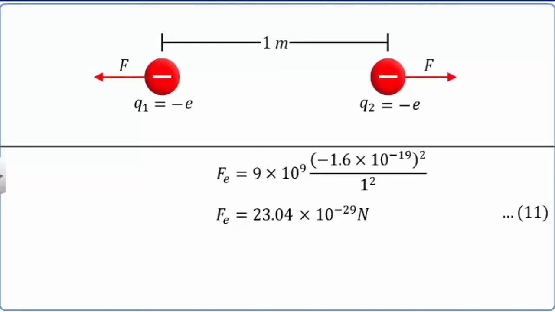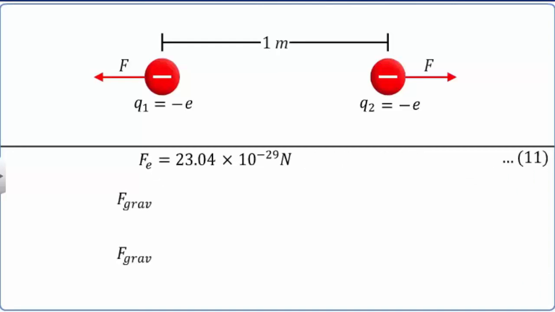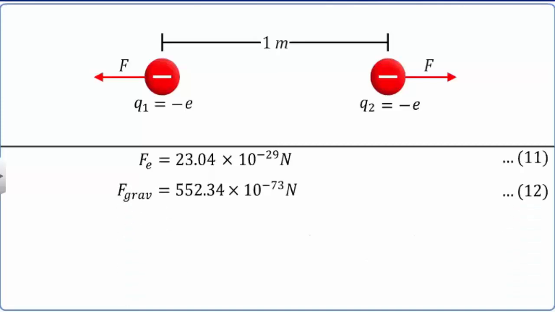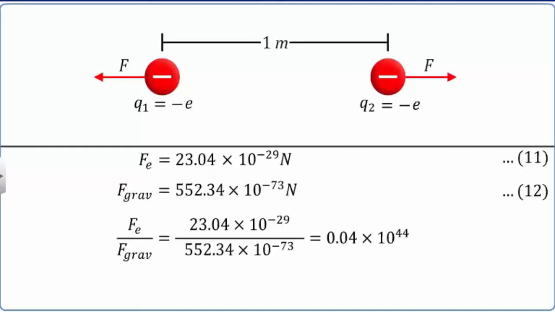Let us now compare the electrostatic force between these electrons with the gravitational force between them. The gravitational force F between the electrons is G into M1 M2 by r square, where M1 and M2 are the masses of the electrons, which are equal to 9.1 into 10 power minus 31 kilogram each. Substituting the values, we have the gravitational force between them equal to 552.34 into 10 power minus 73 Newton. Let this be equation 12. Dividing equation 11 by equation 12, we have the ratio between electrostatic and gravitational forces, and we can see that the electrostatic force is enormously greater than the gravitational force.